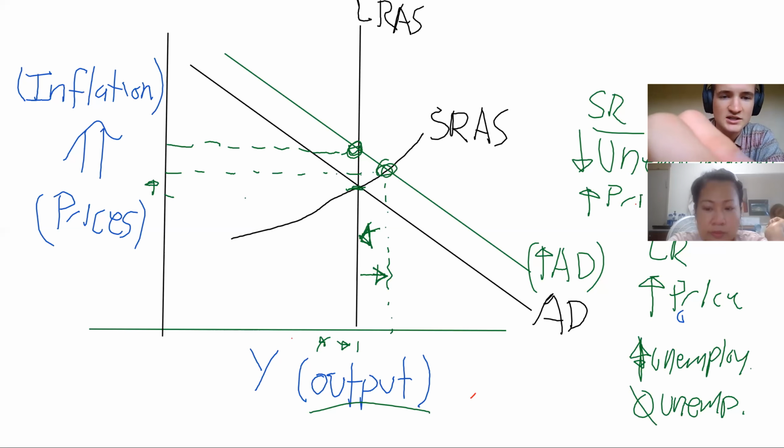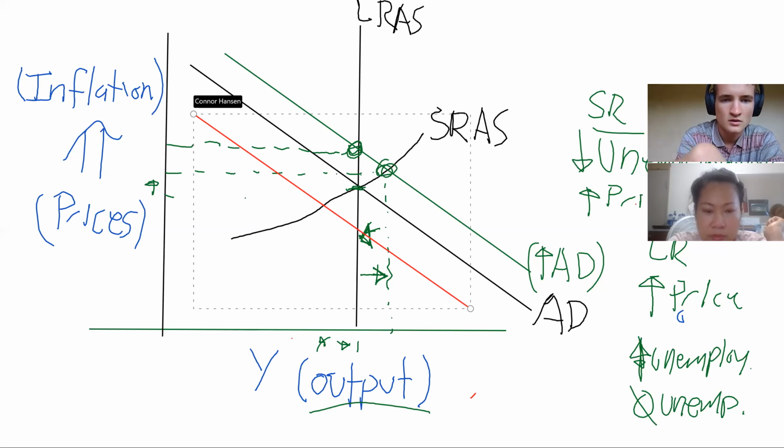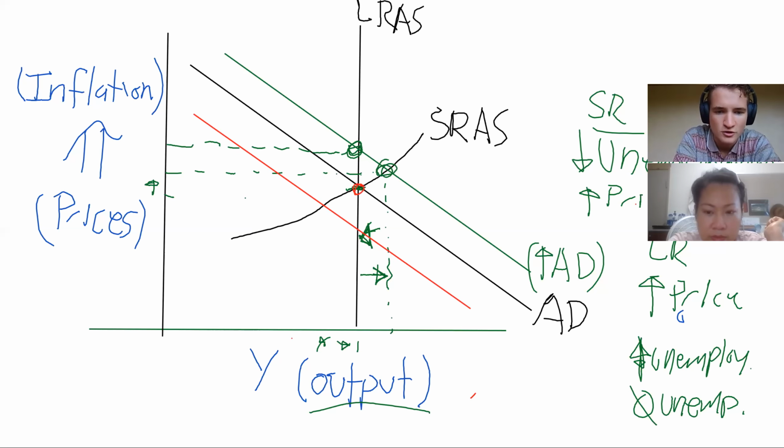Now, when we look at a decrease, I'll do this one in red. It's going to be the exact opposite. So we come down here. We start here. This is the original equilibrium. Short run is over here, long run all the way down here. So if we look at it in the short run, we had a fall in prices and a fall in output.